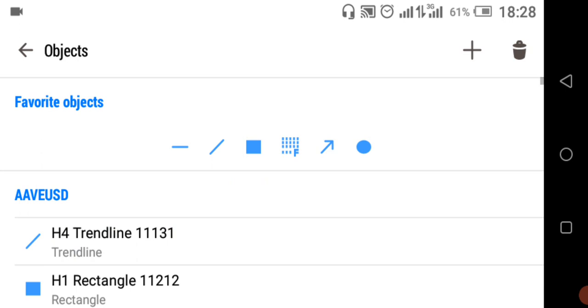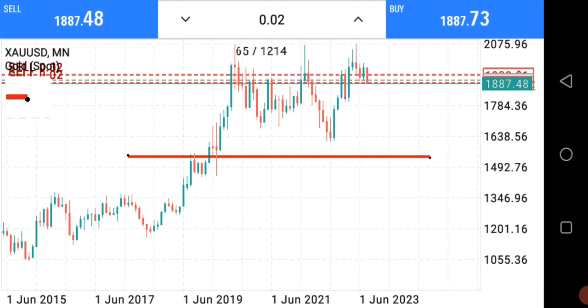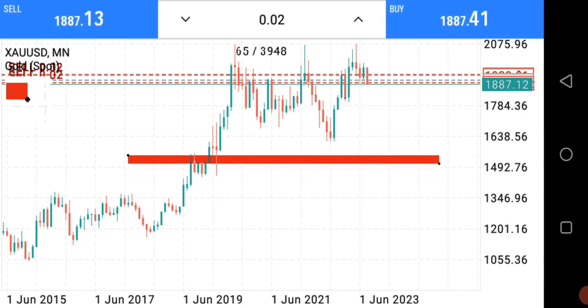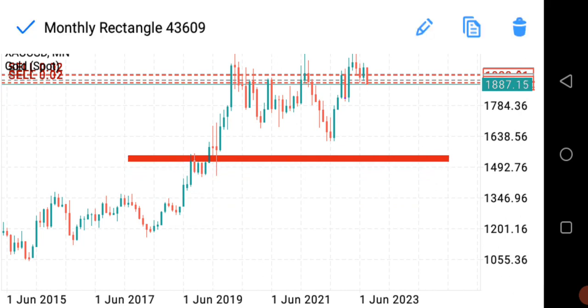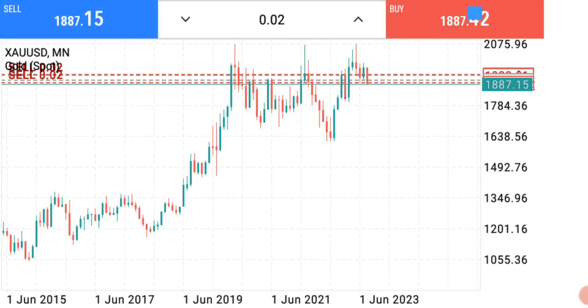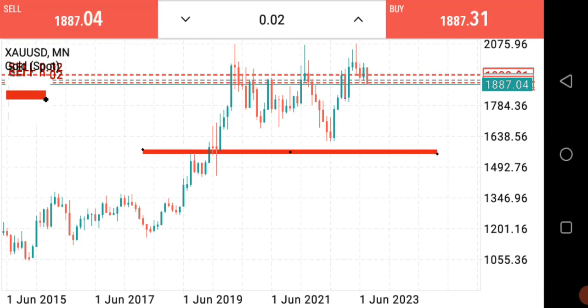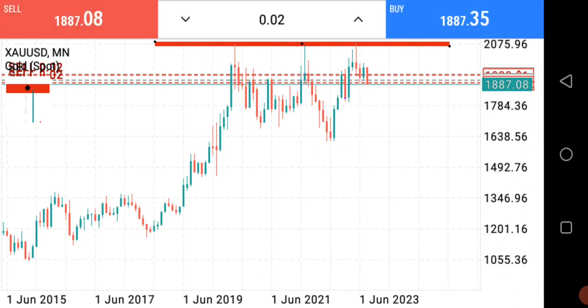I noticed that gold previously showed a triple top. How did I know it showed a triple top? I went ahead and took a rectangular tool. Let me show you. This is a rectangular tool. Then I push it up. So it marked those three zones, 1, 2, 3 zones that touch the rectangle. That makes it a triple top pattern.